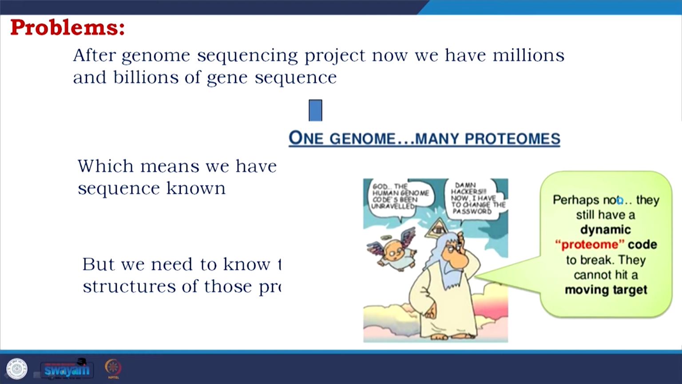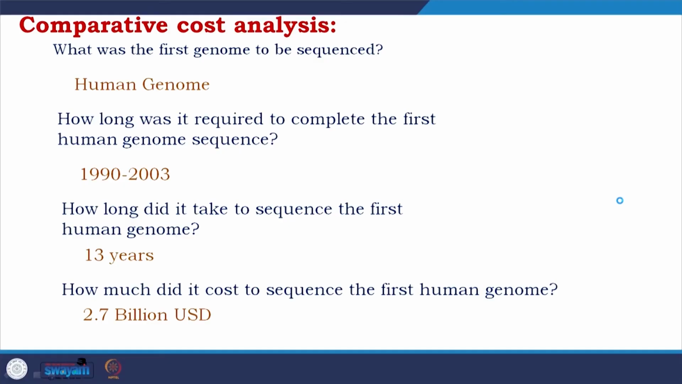So NGS gives us a lot of opportunity and opens up a lot of areas. We can now read the sequence, but our journey starts from here, to go from sequence to structure, and in the structure assemblies, which are yet to be done. So if we compare the cost analysis, what was the first genome to be sequenced through the Human Genome Project? Human genome. How long was it required to complete the first human genome sequence? 13 years, 1990 to 2003.